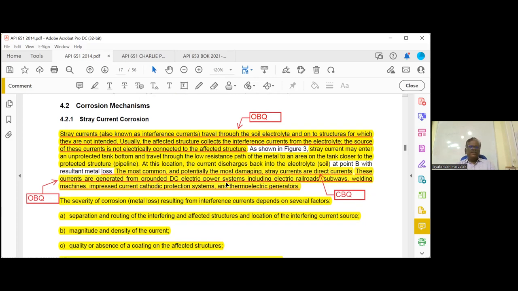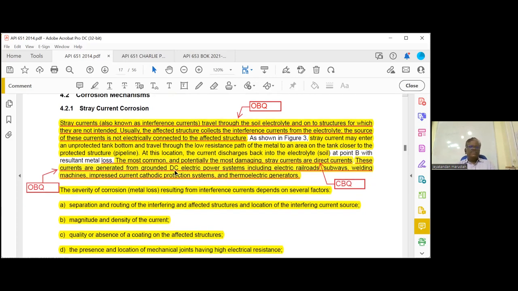Okay. Then this is important. The most common and potentially most damaging stray currents are direct current. That line is important. The direct currents are the most damaging. Next line is an open book question. These currents are generated from grounded DC electric power systems, including electric railroads. Suppose there are electric railroads, there will be a stray current problem. Subways, welding machines, impressed current cathodic protection systems, and thermoelectric generators. That is an open book question: from where the stray currents can come.